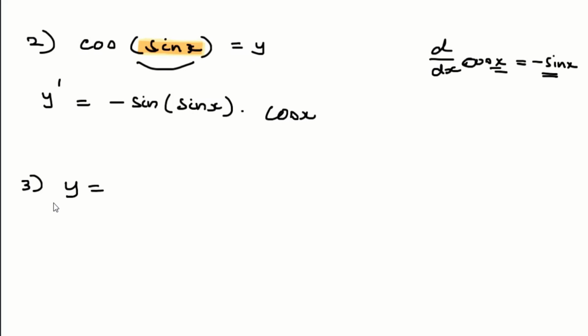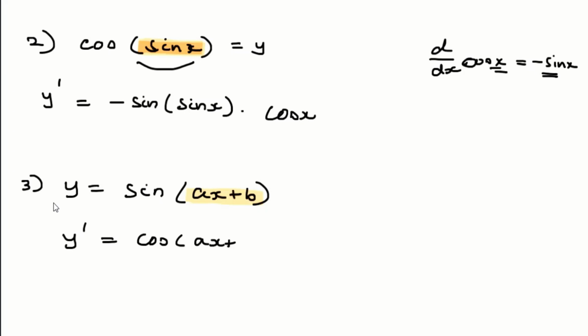Question number 3 of your book 5.2. Differentiate y equal to sine of ax plus b. Here again in the place of sin x I have sine of something. In the place of x I have this ax plus b. So using the same formula, differential of sine is cos, and differential of ax plus b is, differential of ax is a and differential of b is a constant, so it is 0. So the final answer is a cos of ax plus b.